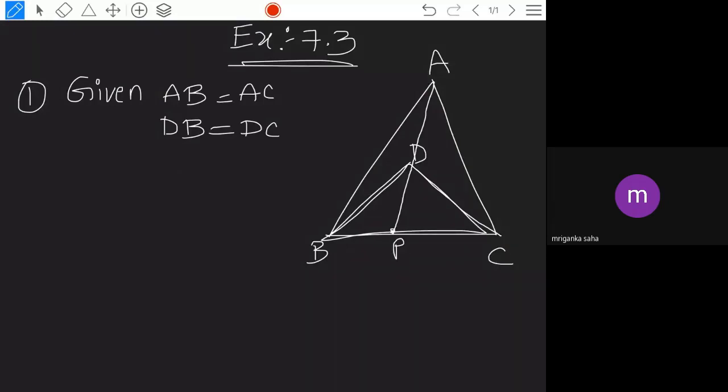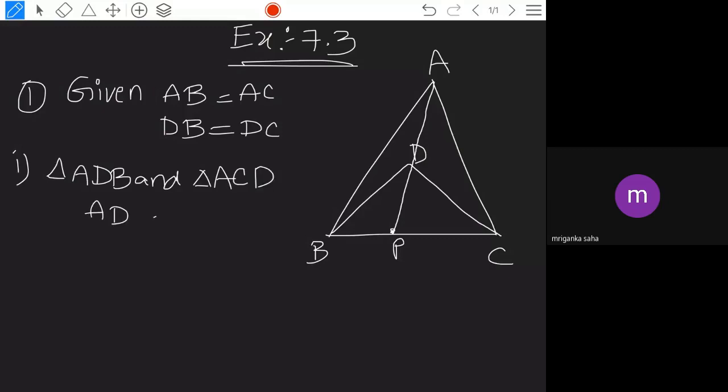So now the first part to prove. What is the first part? Triangle ADB and triangle ACD, these two triangles are congruent, we have to prove. In this triangle AD is equal to, in this triangle... actually not ACD. Triangle ABD and ACD. ADB, okay, that's okay.